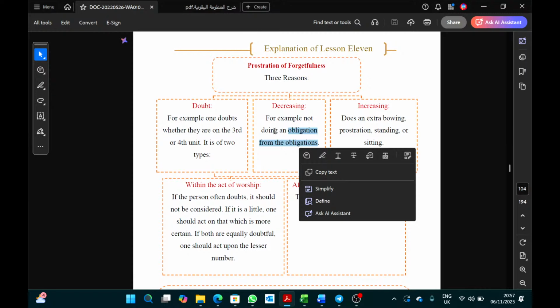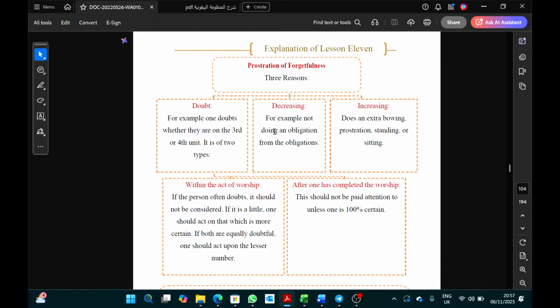Missing out an obligation. What happens if you miss out sunnah? Ahmed? Yeah.